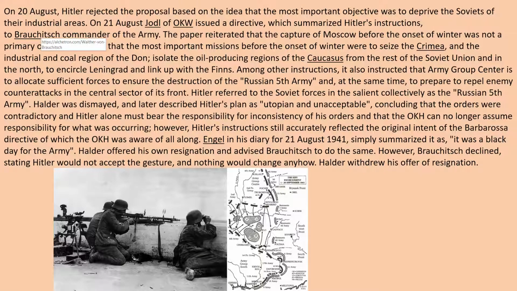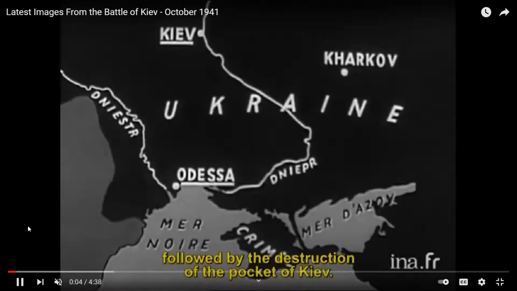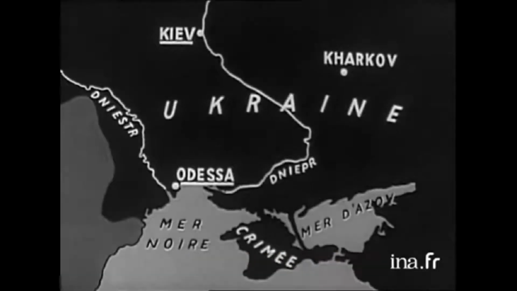The bulk of the 2nd Panzer Group and the 2nd Army were detached from Army Group Center and sent south. Its mission was to encircle the southwestern front, commanded by Budyonny, in conjunction with the 1st Panzer Group of Army Group South under von Kleist, which was driving up from a southeasterly direction.